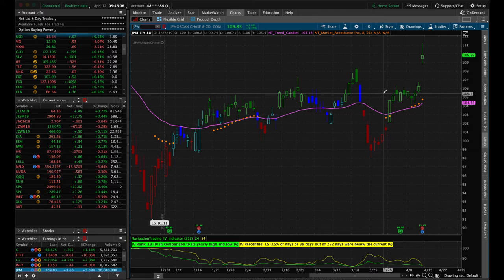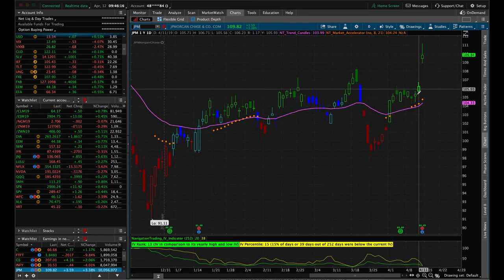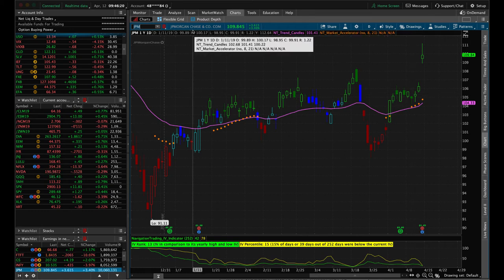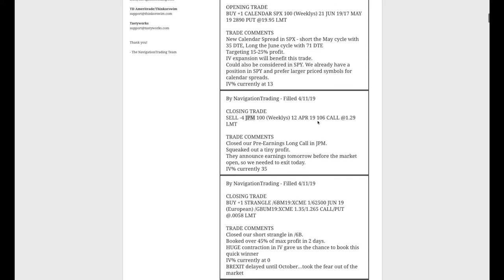So you may have been close to a profit. You would have been profitable had you held it through earnings, but that was not the design of the play. And so we got out just before earnings. We had a little bit of a pop up in price, and we were able to squeak out just a tiny profit, get out of the trade at a little better than break-even, which is fine. Obviously, we're looking for more profit, but better than taking a loss.